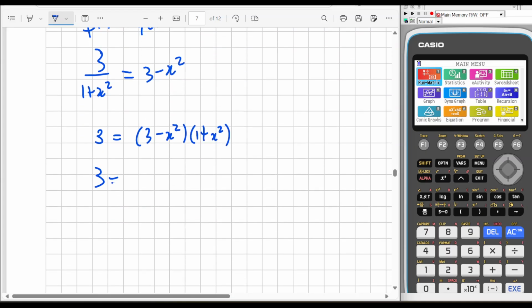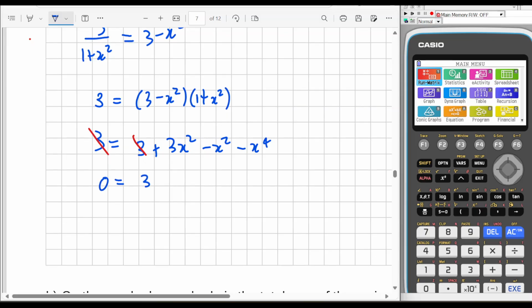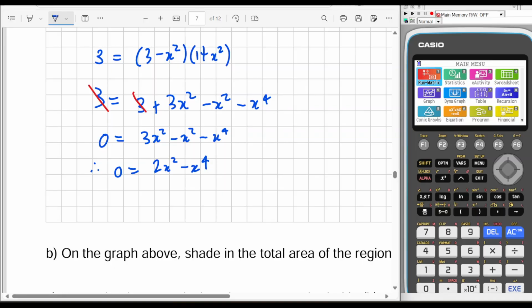And then that's going to give us, we can FOIL this. So I'm going to get 3 plus 3x squared when I FOIL it out, minus x squared. And let's see, take x to the 4, just like that. And conveniently, the 3's actually cancel off. So I'm left with 0 equals 3x squared, take x to the 4. So 0 is, that's just 2x squared, take x to the 4. And let's see, I might factor it out. So 0 is x squared, and we get 2 take x squared there.